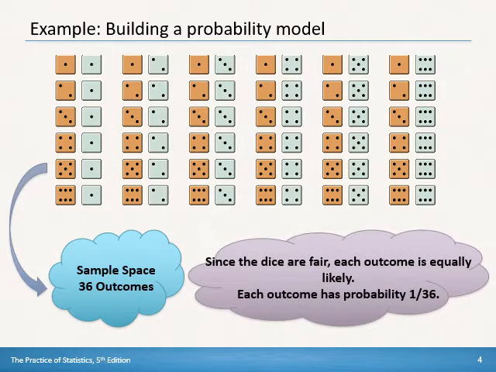And if the dice are fair, in other words, they're not weighted in some way or somehow cheating dice, then each outcome is equally likely. So the probability you'd get any one of those 36 outcomes is simply 1 out of 36.